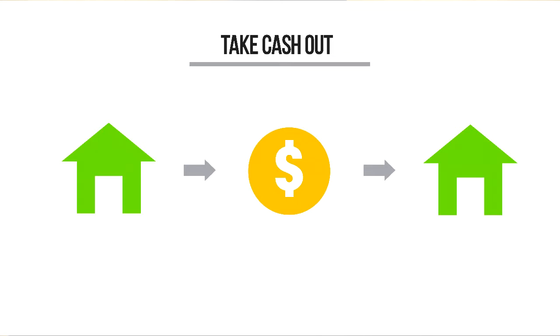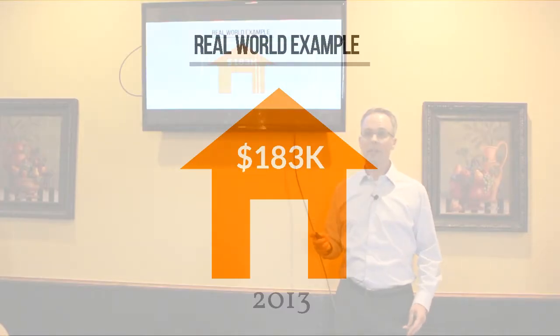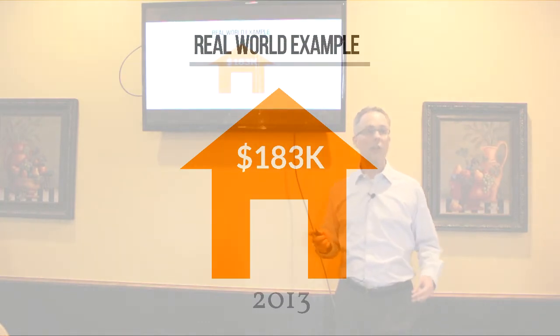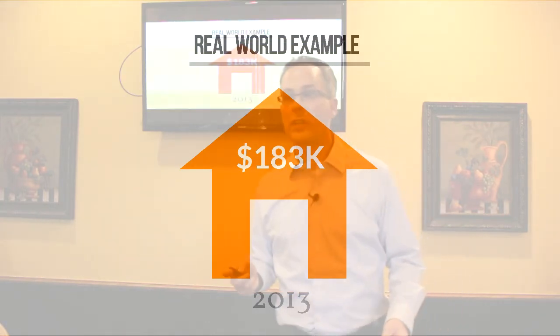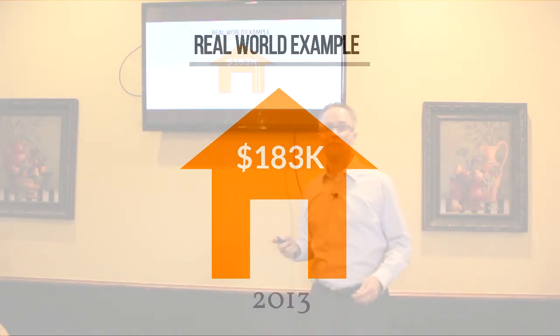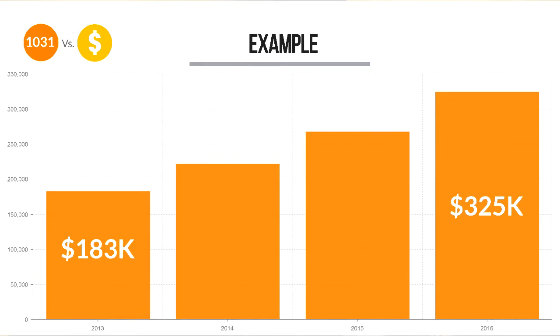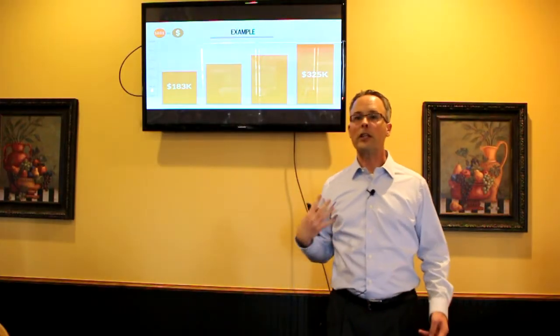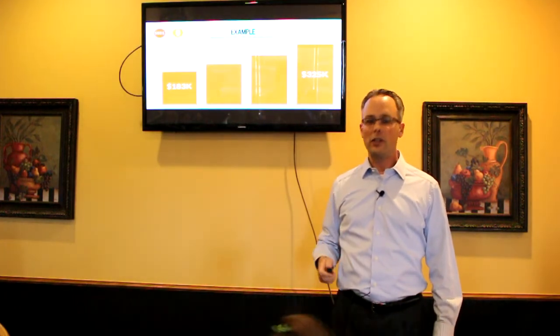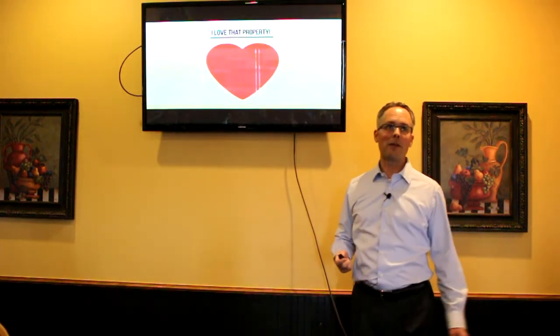So, a real world example, and this is from Lon Welsh. This is an actual property that he owned. He bought it for $183,000 in 2013. What do you think happened to the value of that property? Triple. It went up that much. So if you bought this property for this and it goes to this, how do you feel about this property? I love that property.